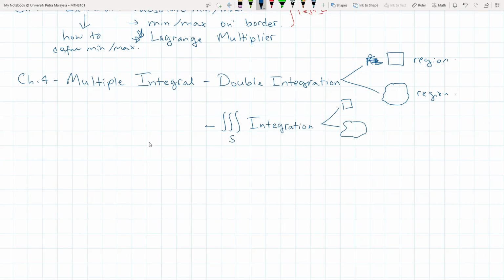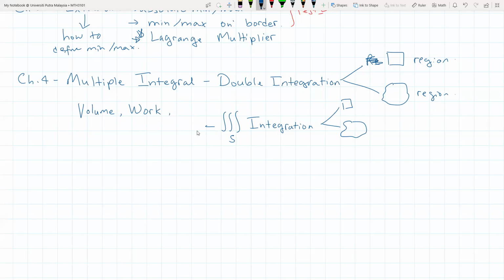This is the S region. So double integration and multiple integration can give you volume. It can also give you the amount of work. So it depends on the formulation: is it going to give you a volume, work, or power, and so on.